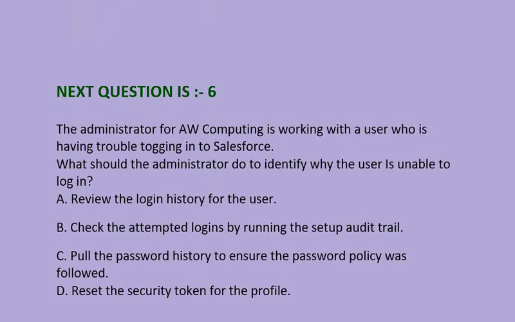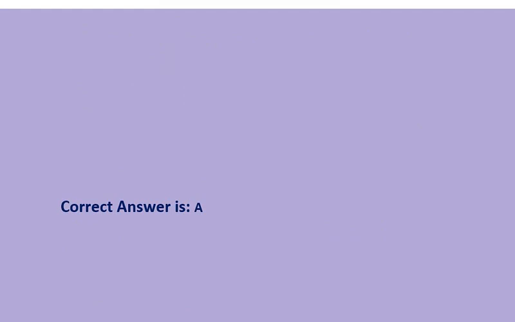Question is: The administrator for AW Computing is working with a user who is having trouble logging into Salesforce. What should the administrator do to identify why the user is unable to log in? Option A. Review the login history for the user. Option B. Check the attempted logins by running the setup audit trail. Option C. Pull the password history to ensure the password policy was followed. Option D. Reset the security token for the profile. Correct answer is option A.